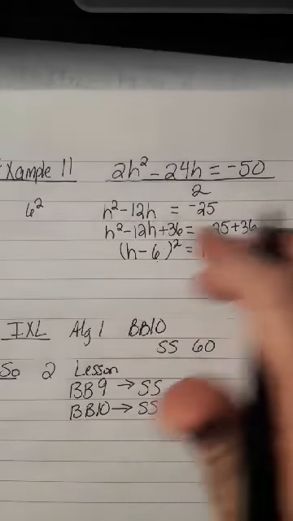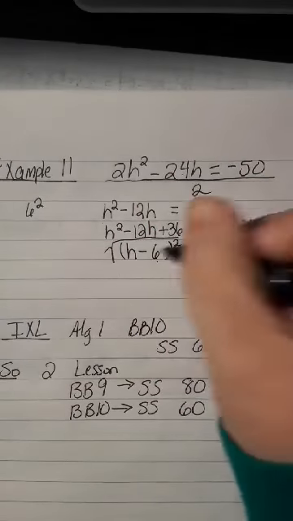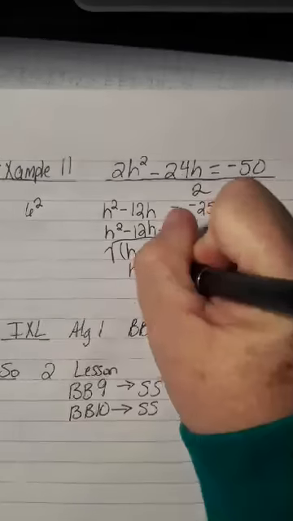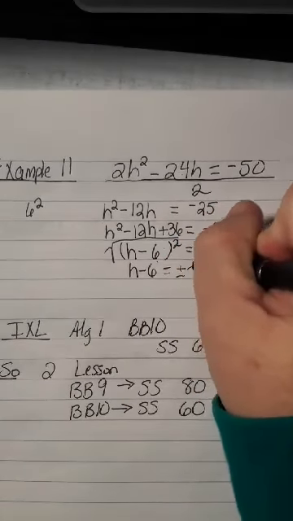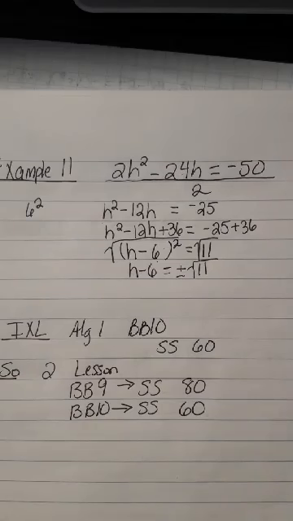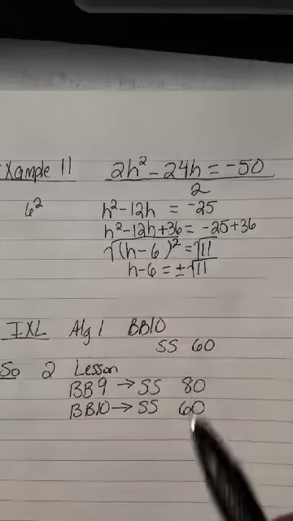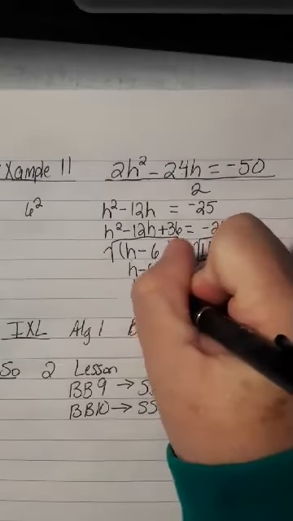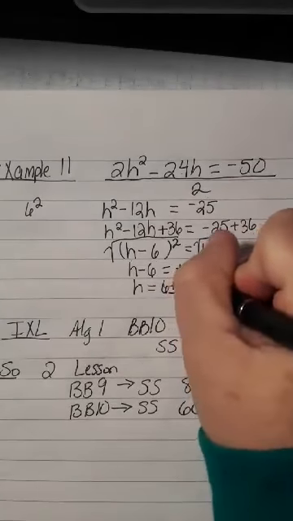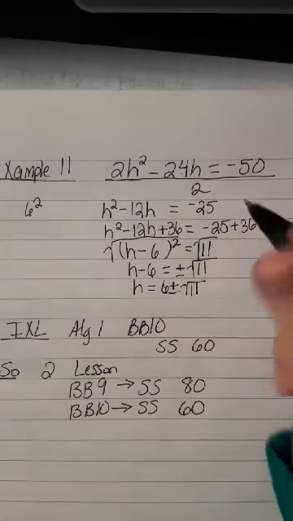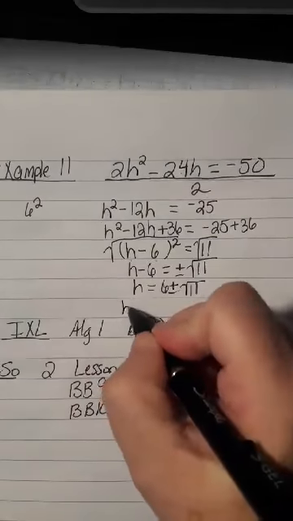Take the square root of each side, and you get h minus 6 equals plus or minus the square root of 11. And now, because this is a minus 6 on the left side, it goes across the equal sign as a plus 6. And that plus 6, which is positive 6, is going to go in front of the plus or minus. So we're going to do 6 plus the square root of 11 and 6 minus the square root of 11 to get our two answers.